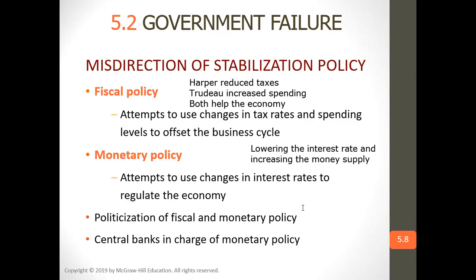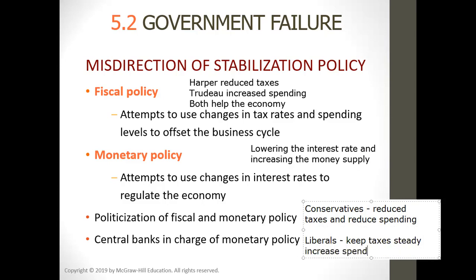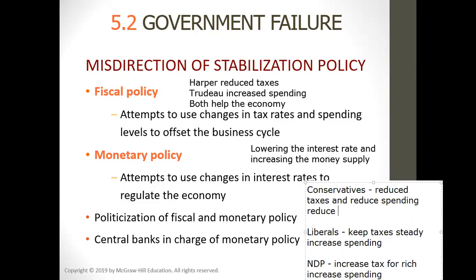So like politicization of fiscal and monetary policy, conservatives are usually focused on reduced taxes and reduced spending. And then liberals are keep taxes steady and increase spending. So that's usually how they go. And then the NDP are increase taxes for the rich and increase spending. Fiscal and monetary policy are different for each. Conservatives are reduce interest rates. So this would be fiscal here.